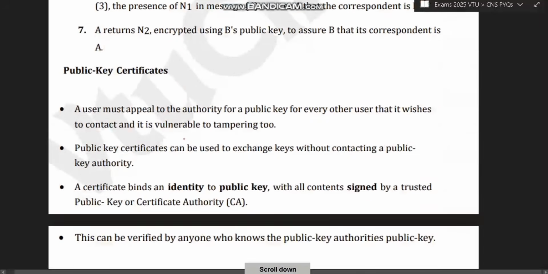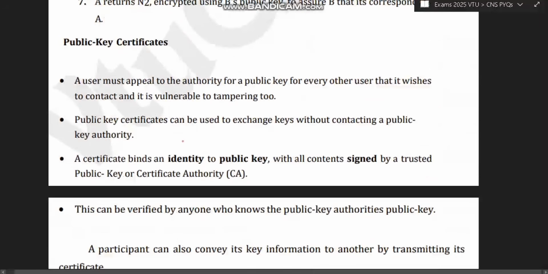Okay, next. The second way of exchanging or distributing the public keys is public key certificates. Okay, certificate means what? There will be a paper in which someone's name will be written, which will be saying that this person is authentic, the person is genuine, efficient, like that. Okay, so whoever wants to get registered as a public key certificate, means certified user, what they will do is, a user must appeal to the authority for a public key for every other user that it wishes to contact.